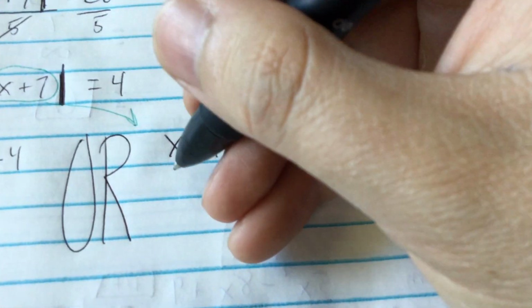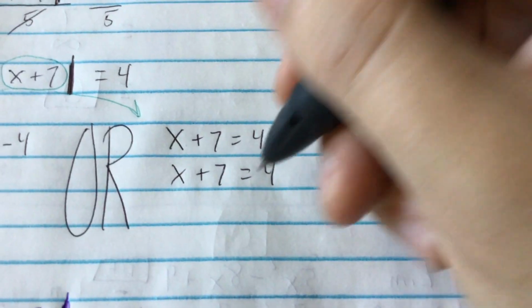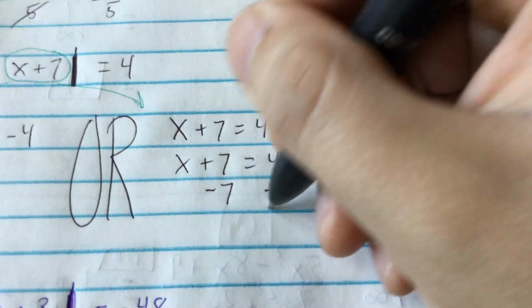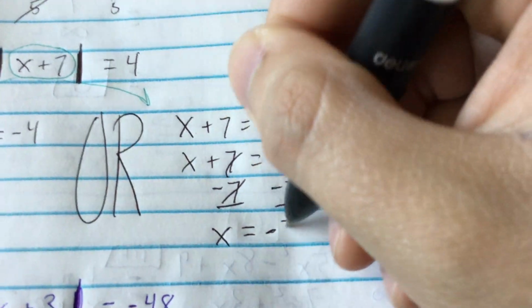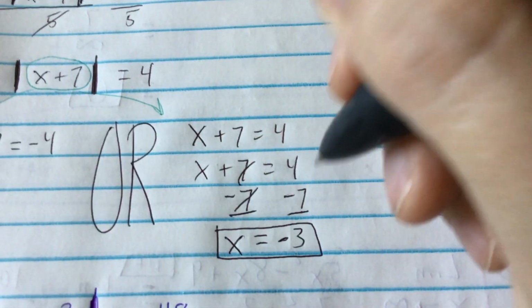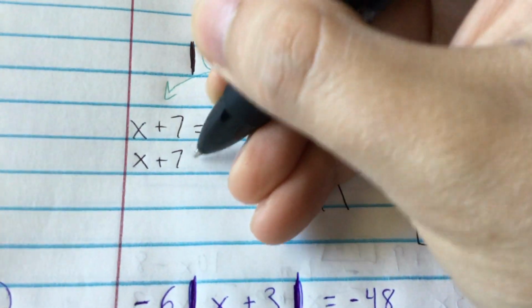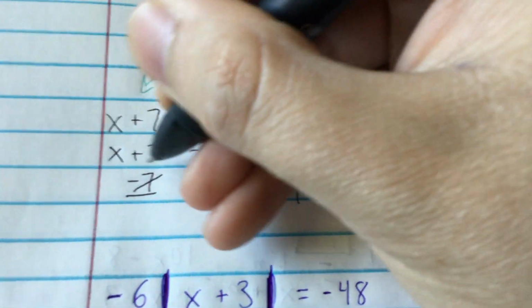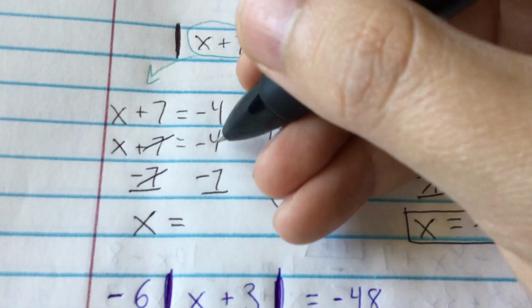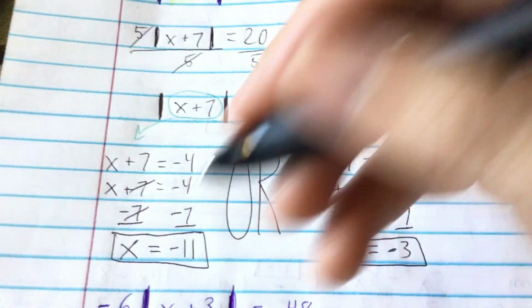So let's start with the right side. X plus 7 is equal to 4 means I can subtract 7 from both sides and get x equals 4 minus 7 is negative 3. But that's not the only solution. Let's solve for the other side now. X plus 7 is equal to negative 4. So I'm going to subtract 7 from both sides. And then x equals negative 4 minus 7. That's x equals negative 11. So the two solutions are that x is allowed to be negative 3 or negative 11.